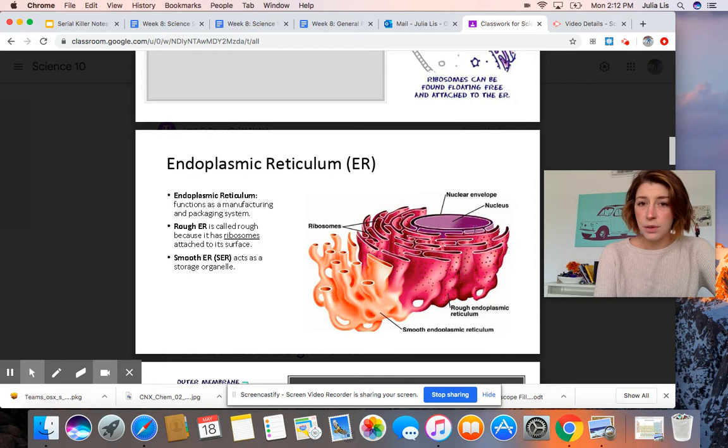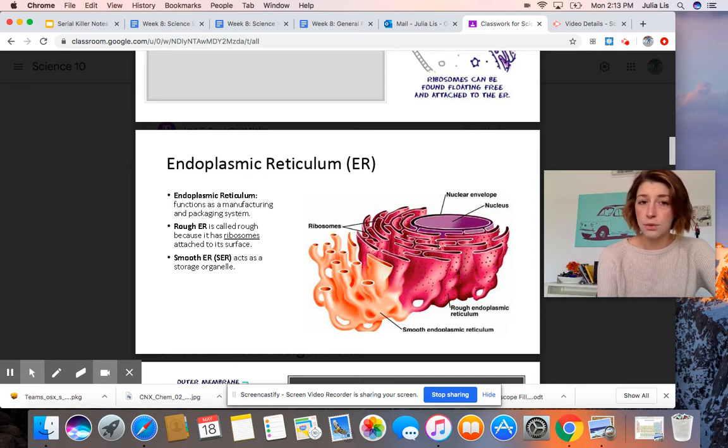So we have our nucleus kind of in the middle of the cell, and it's this purple structure here. And so that's where all our DNA is and all the information that we need. And so the very initial part, right outside the nucleus, is called the rough endoplasmic reticulum.